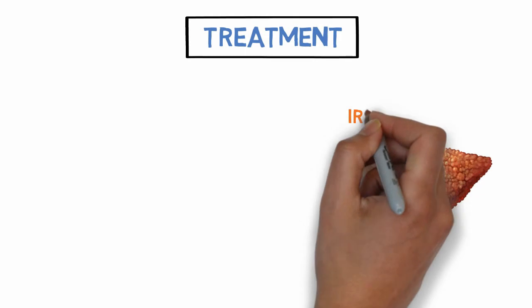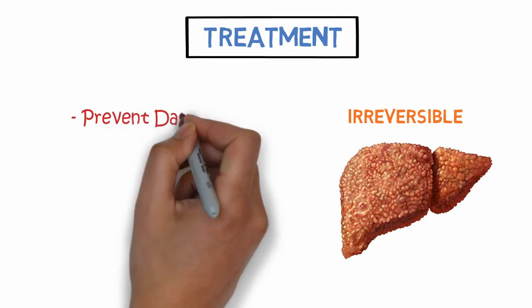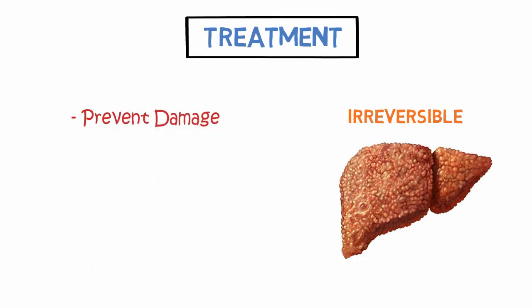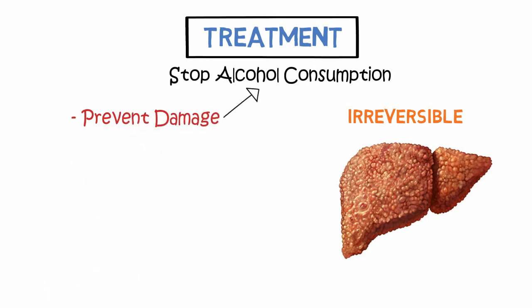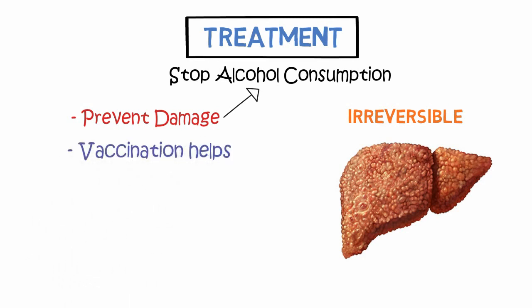Okay, now we come to the treatment. In treatment, cirrhosis is irreversible. So first of all, it is important to prevent liver damage by identifying the underlying cause, for example, stopping alcohol consumption. Vaccination of susceptible patients should be considered for hepatitis A and hepatitis B. Treating the cause of cirrhosis prevents further damage.